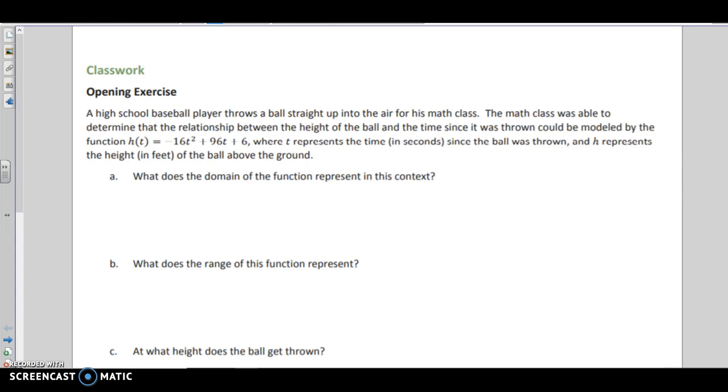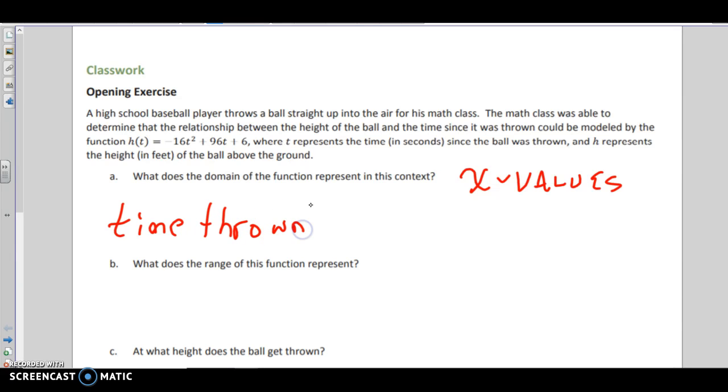So first thing we're looking at is the domain. The domain of the function is all the x values. So what are all the x values that are relevant to this context? In this situation, the x-axis would be time in seconds. So the domain would be the time thrown up in the air until it landed.